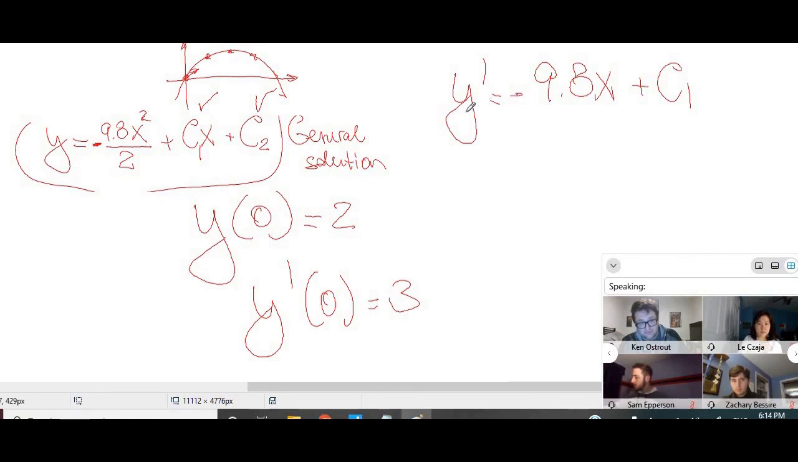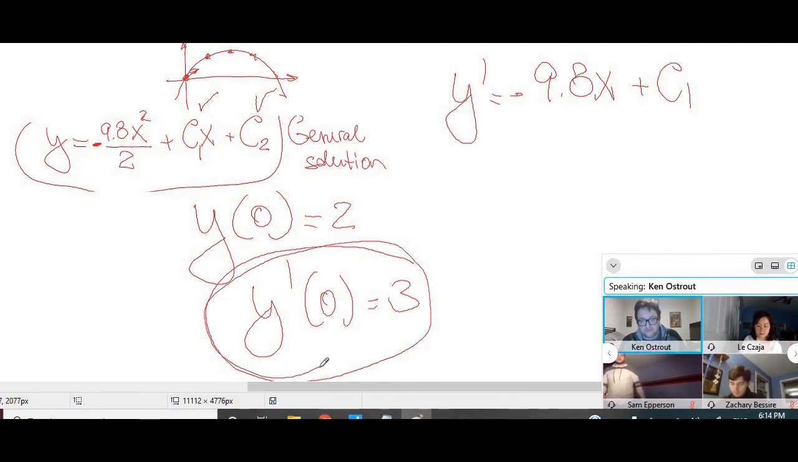So to find the value of C1, use this initial condition. Namely, it tells you that the value of y prime when x is 0 is going to equal 3. So 3, right, that's the y prime on the left-hand side, is going to be negative 9.8. Plug in the value of x.